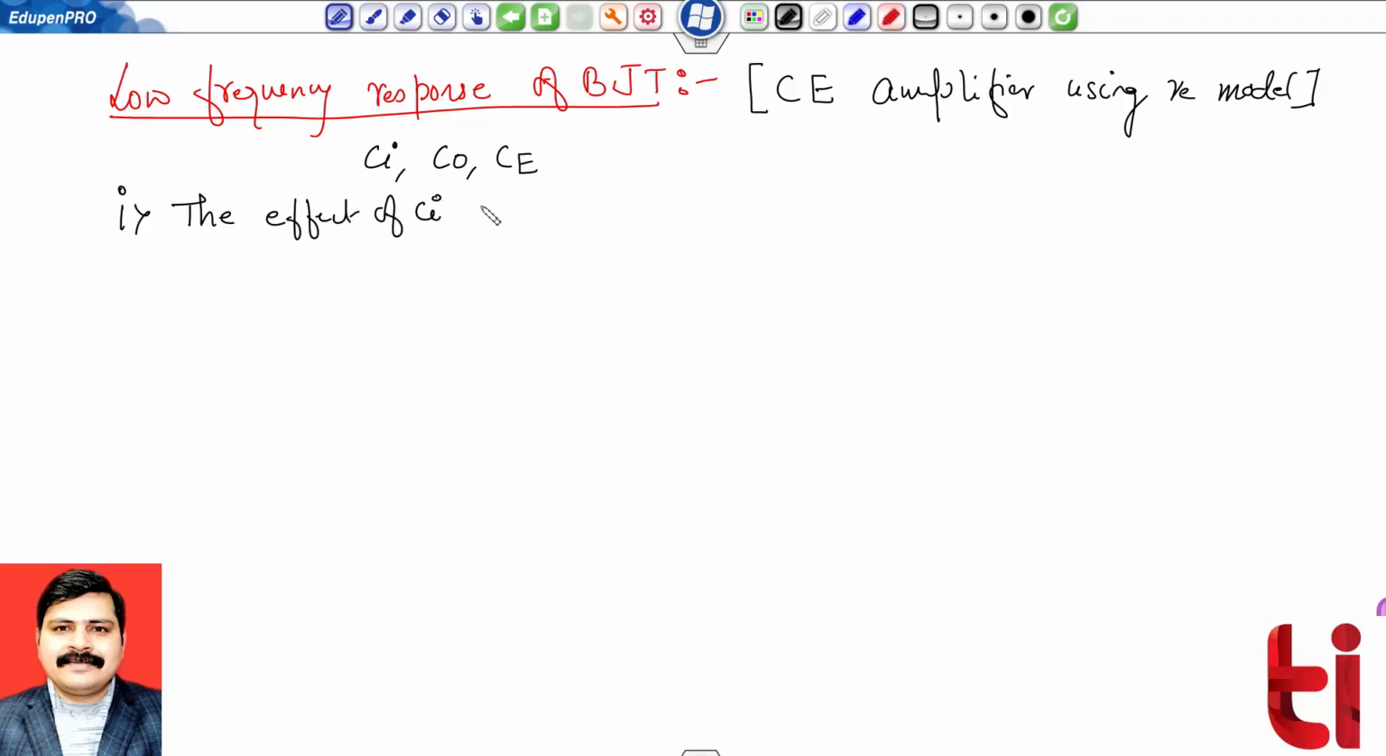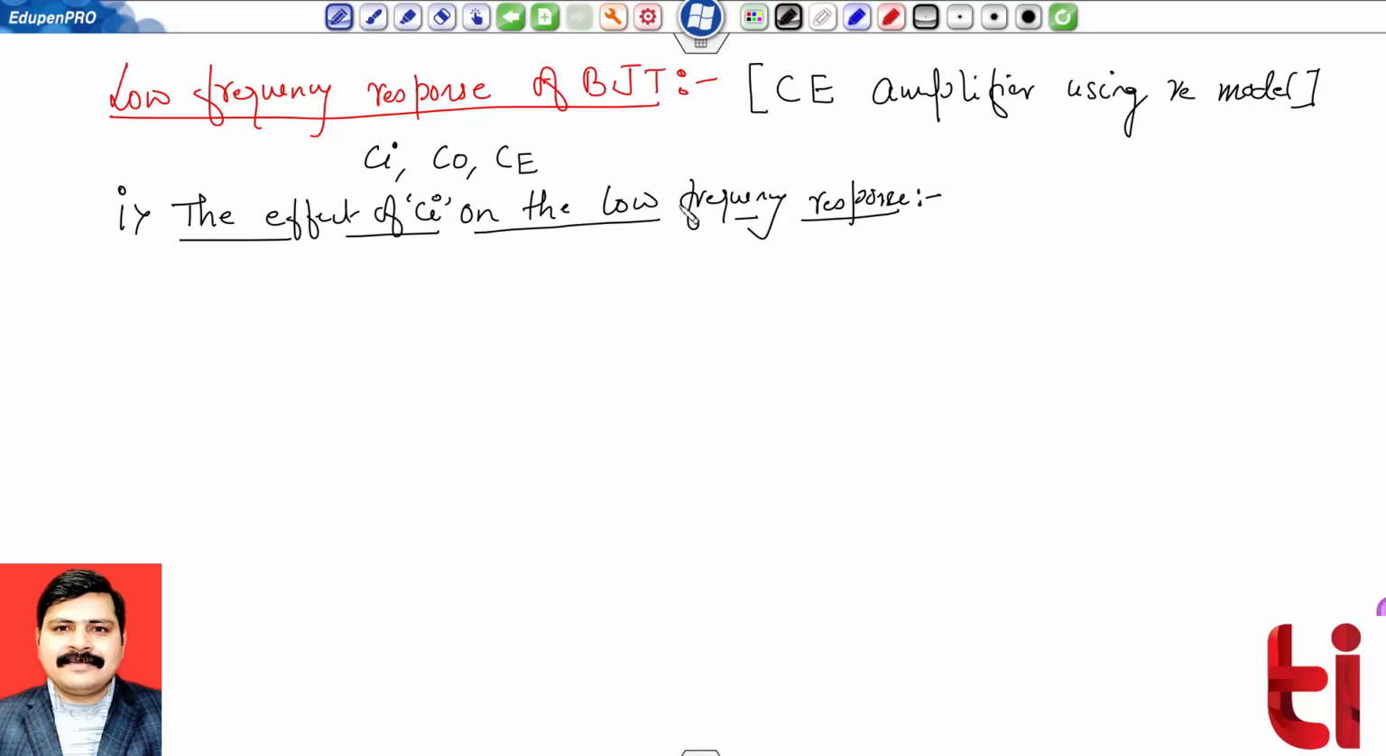Ci on the low frequency response. So we will see the effect of input capacitance Ci on the low frequency response. In general, we have discussed fL equals 1 upon 2 pi RC, which we have derived in the previous module.